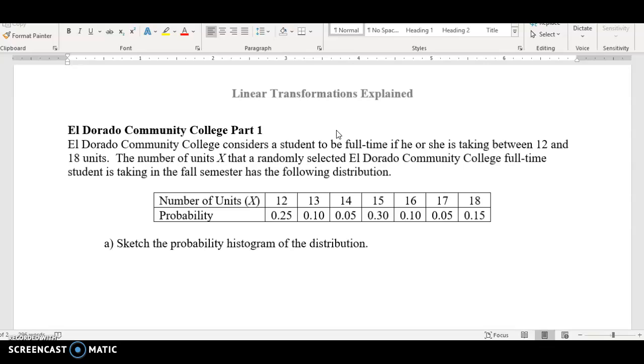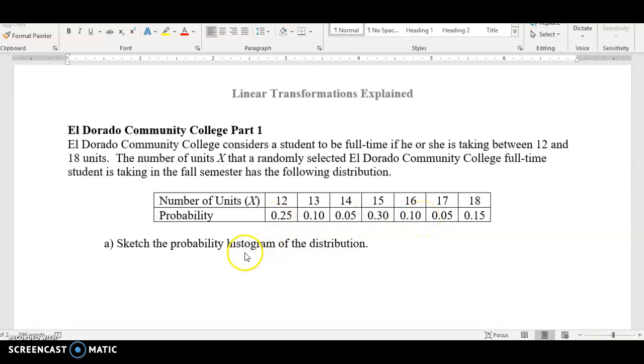So this is about El Dorado Community College. They consider a student to be full-time if he or she is taking between 12 and 18 credits. The number of units X that a randomly selected student is taking has the following distribution. So the number of credits for these full-time students are 12 to 18, and the probability or the proportion of students that take that many credits are provided below those number of credits.